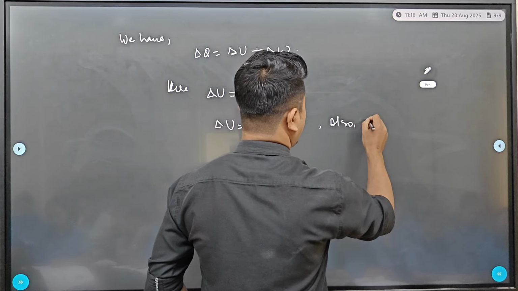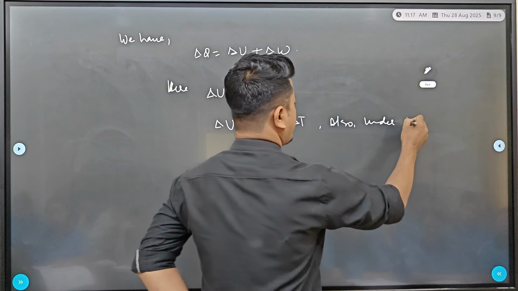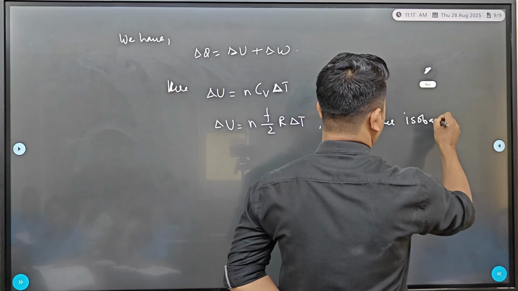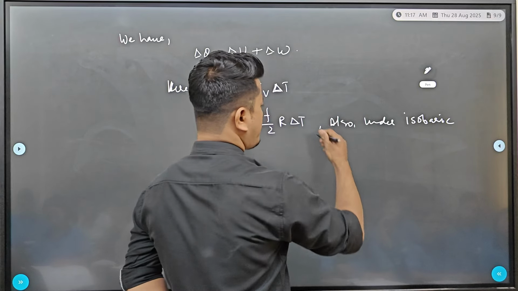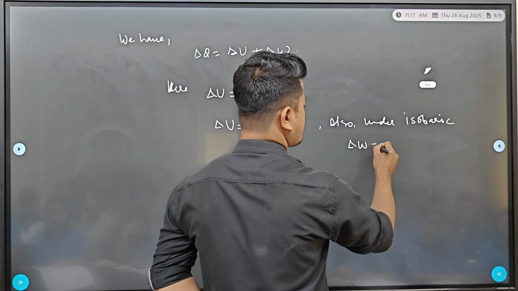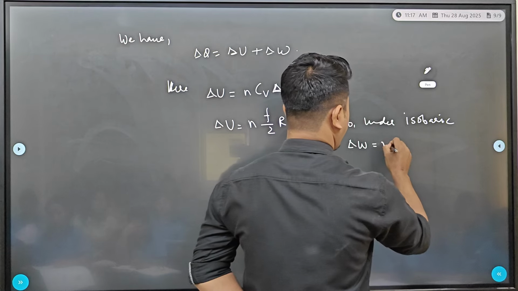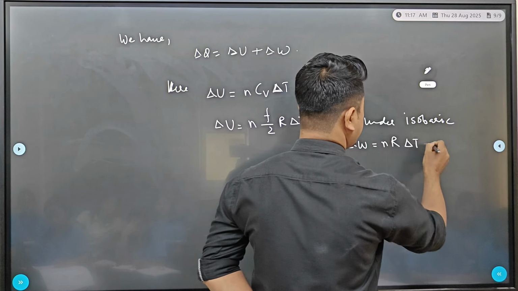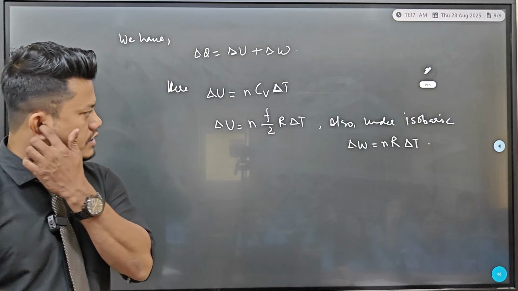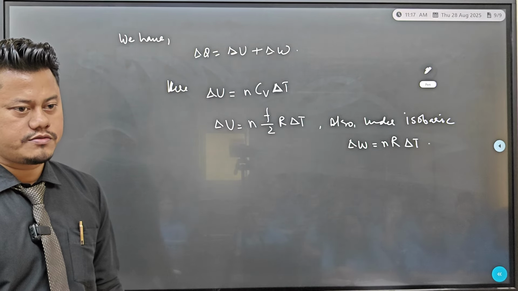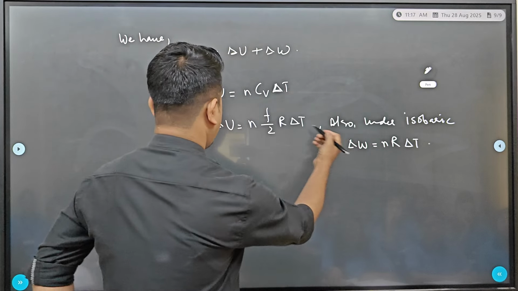Also, under isobaric, just a couple of minutes back we got the work done under isobaric. What was that? n R del T. This was the expression we got. Yes or no?